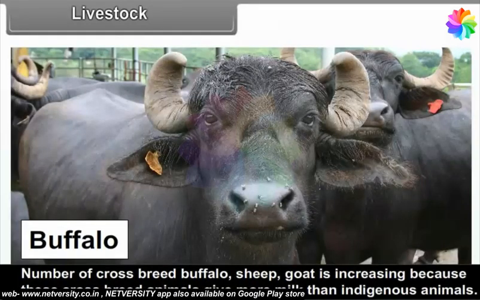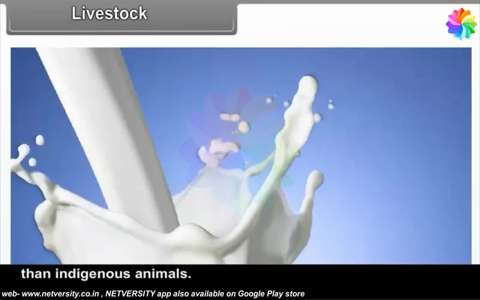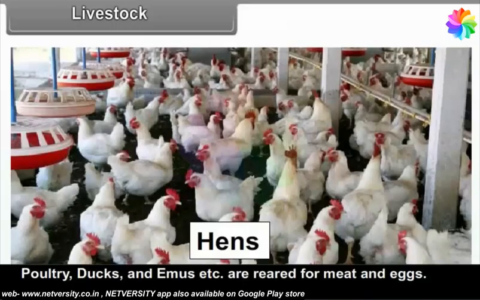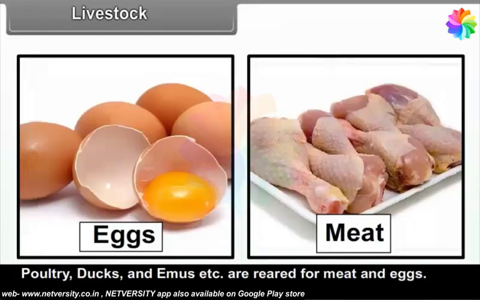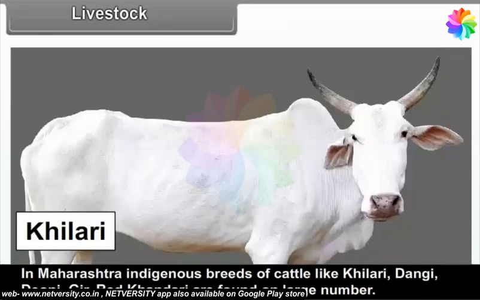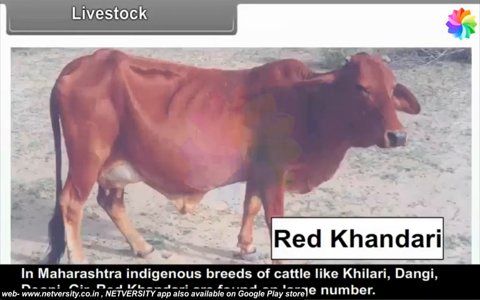The number of crossbreed buffaloes, sheep, goats is increasing because these crossbreed animals give more milk than indigenous animals. Government gives aid and financial help to buy and rear crossbreed animals. Poultry, ducks and emus, etc. are reared for meat and eggs. In Maharashtra, indigenous breeds of cattle like Khilari, Dangi, Deoni, Gir, Red Khandari are found in large numbers.